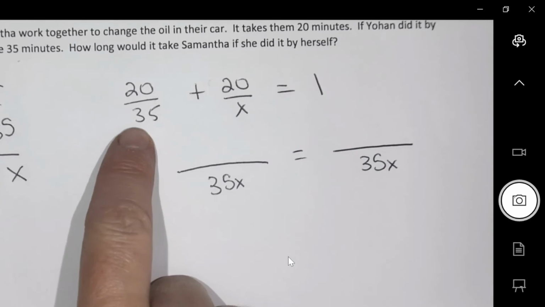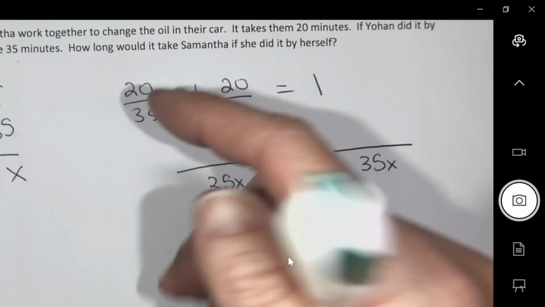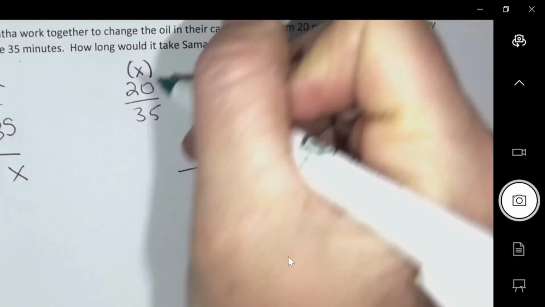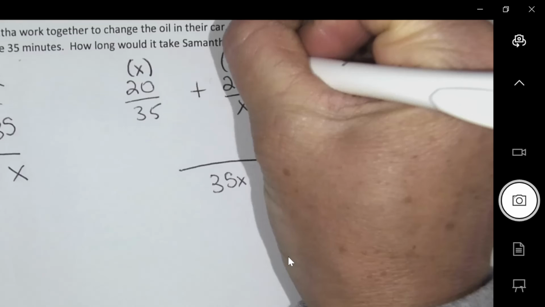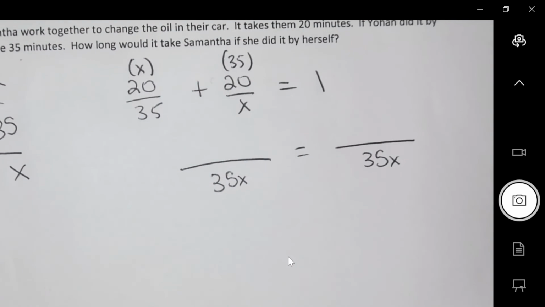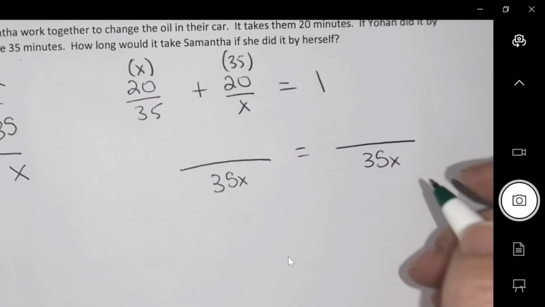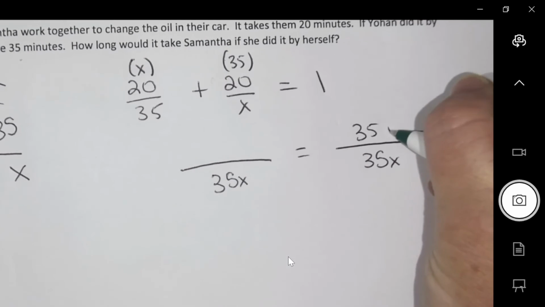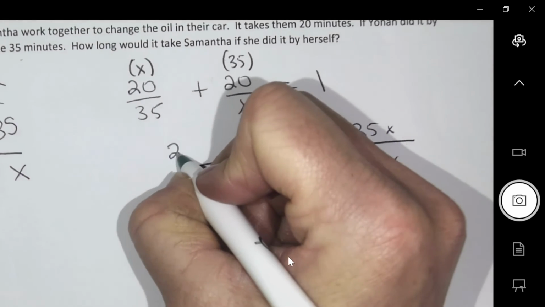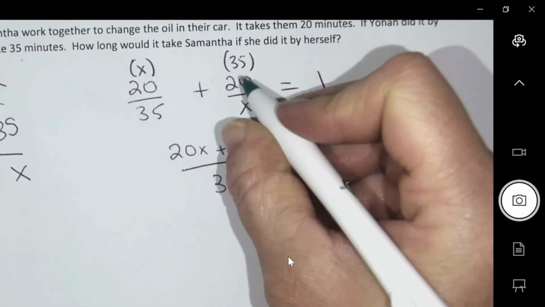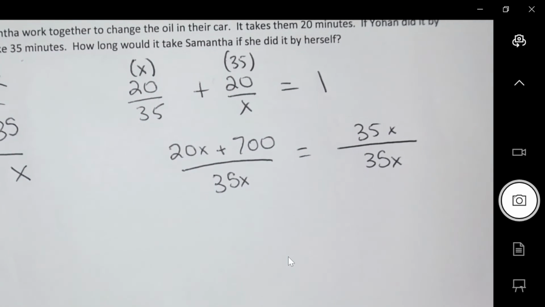Okay, what do I need to do for multiplying? So 35, so this is by an x. This was an x, so now I'd have to multiply by 35. And then, how do I write a 1? Same thing over a same thing. Okay, 20x plus 700.